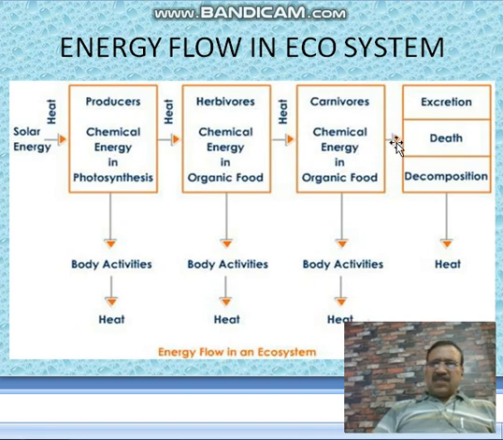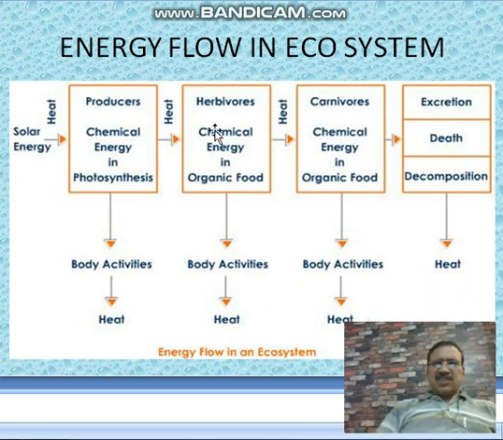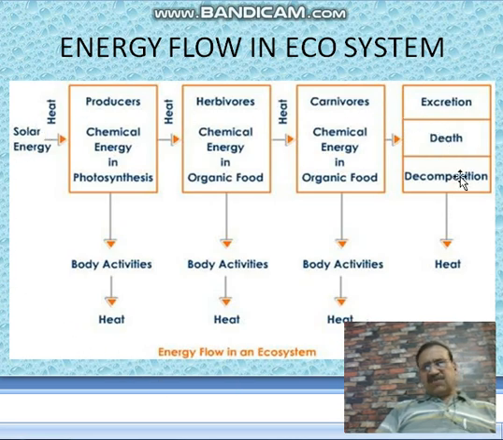And on excretion, death or decomposition of all the carnivores and every herb, every chain, when it is decomposed, heat is released back to the atmosphere. So this is the cycle of the energy flow, or the energy flow diagram, in this ecosystem.